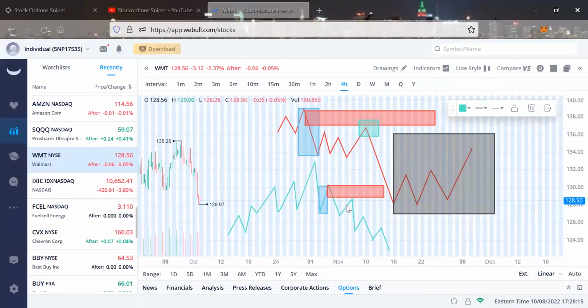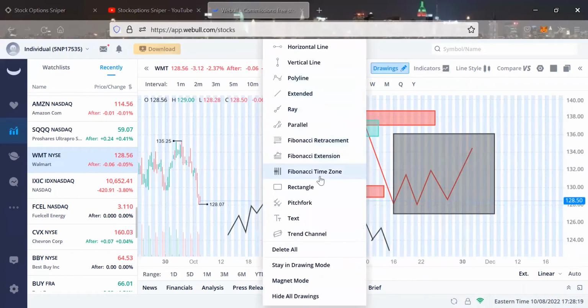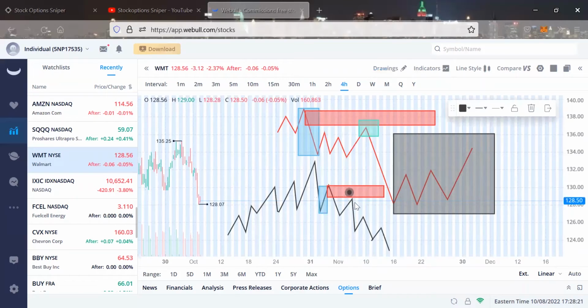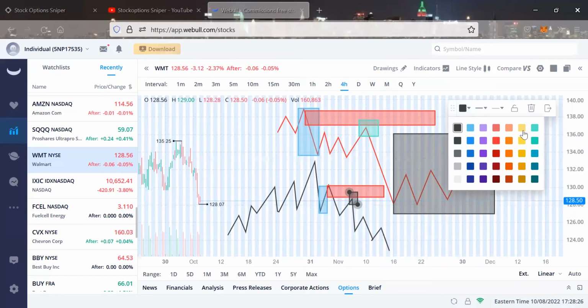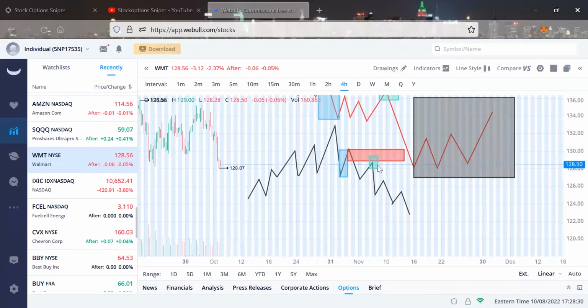Now we have that, let me make this line black. So now we have that confirmation. We have this confirmation, take our entry on a lower time frame, confirm that play from the weak hand transfers to strong hands, confirm the play via Wyckoff. Now we're looking to enter here.